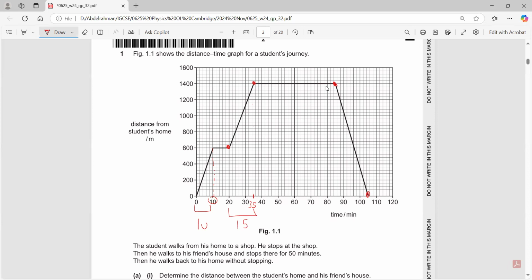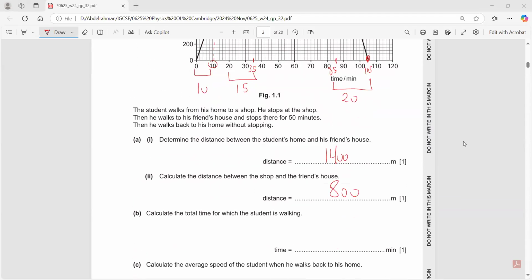And then this is 85 until 105. From 85 to 105, this is 20 minutes. So the total time for which he was walking was 10, 15, and 20, so you need to add 10 plus 15 plus 20, which is a total of 45 minutes.